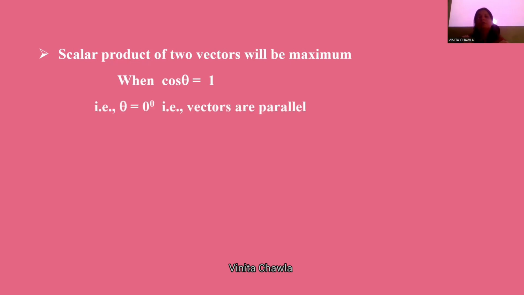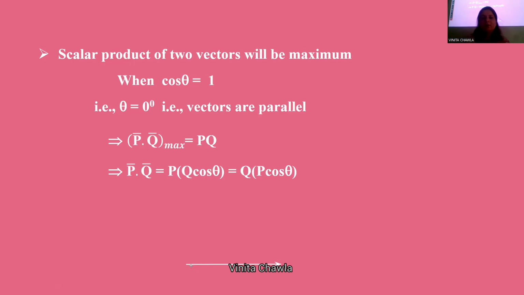Cos theta is 1 at 0 degree. So if the angle between the two vectors is 0 degree, then the vectors are parallel to each other. Okay? This is vector P and this is vector Q, and the angle between the vectors is theta. Okay? So we are writing vector P dot vector Q.